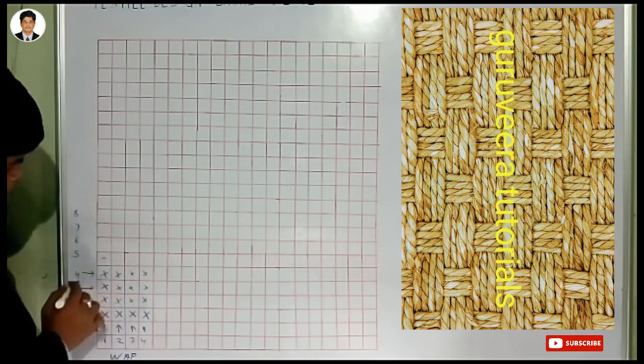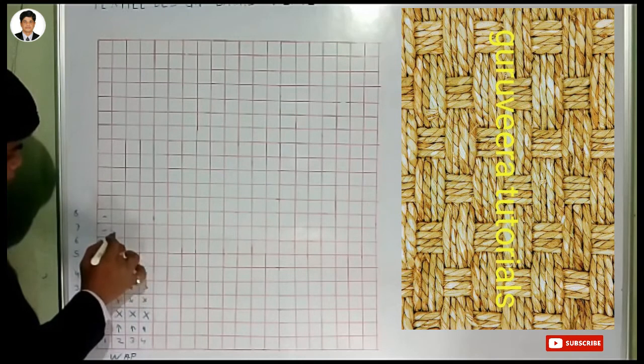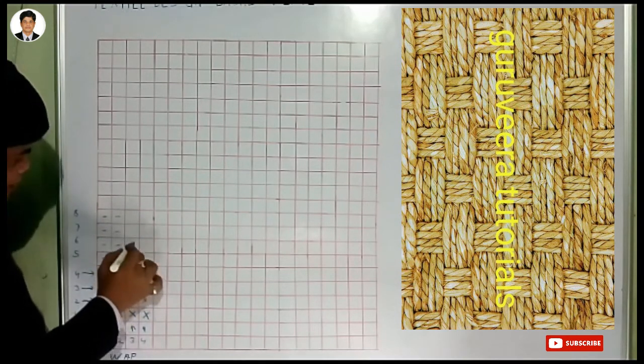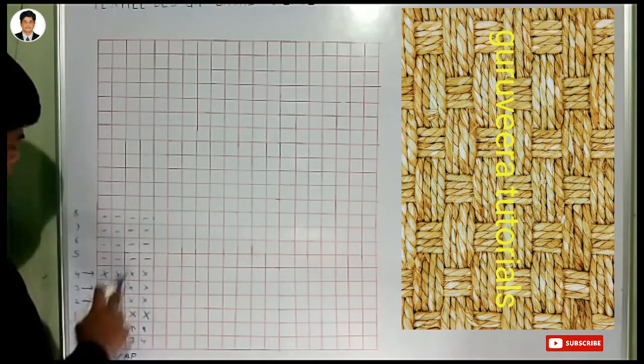Here I am marking as minus. These are going down. This is one repeat.